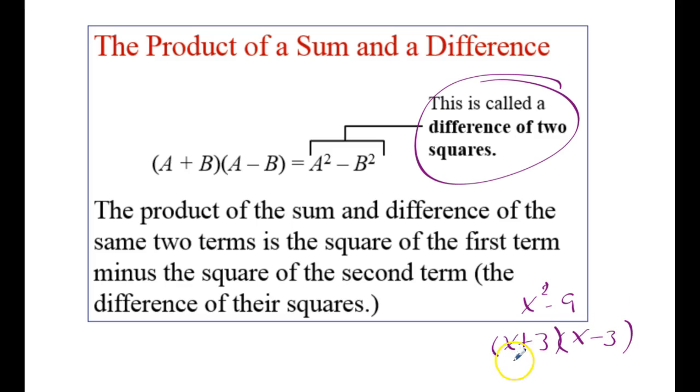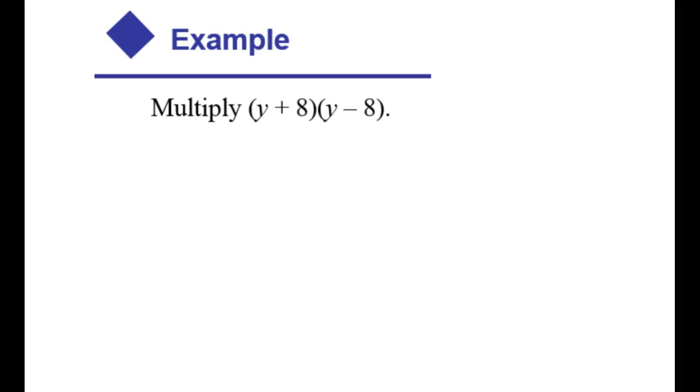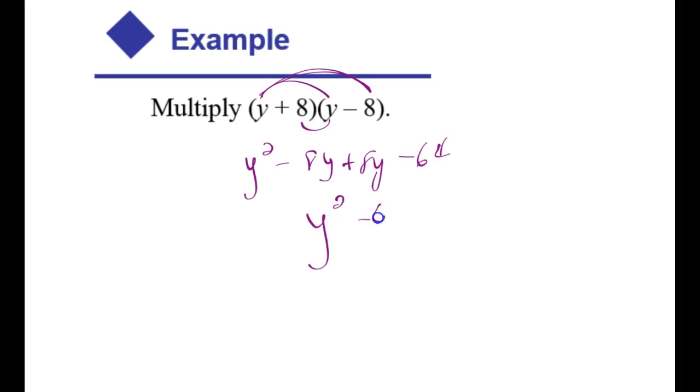So if it's a difference, notice that the outer and the inner terms will drop out, and you're really just left with the first and the last terms. So let's try it. The first terms is going to be y squared. The outer is negative 8y. The inner is a positive 8y. That drops out, minus 64. So if you multiply this together, it gives you y squared minus 64, and in later sections we're actually going to be going backwards.